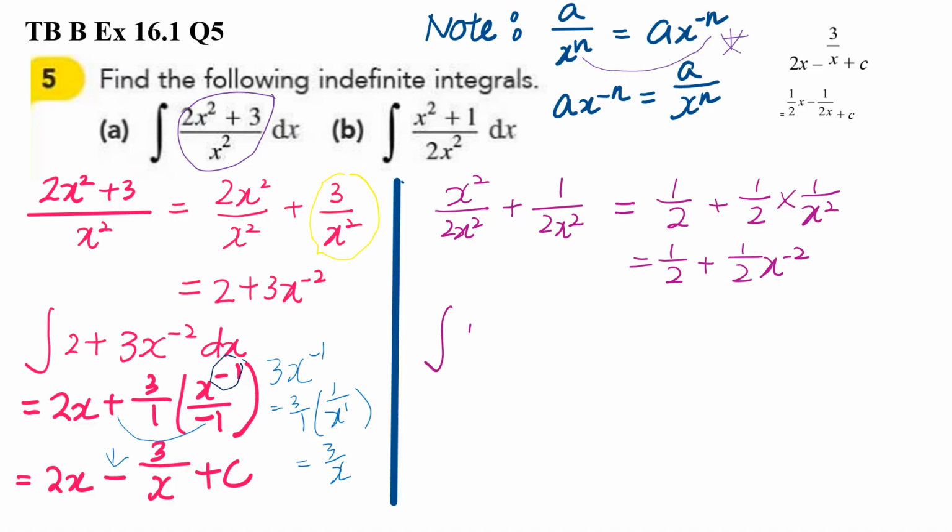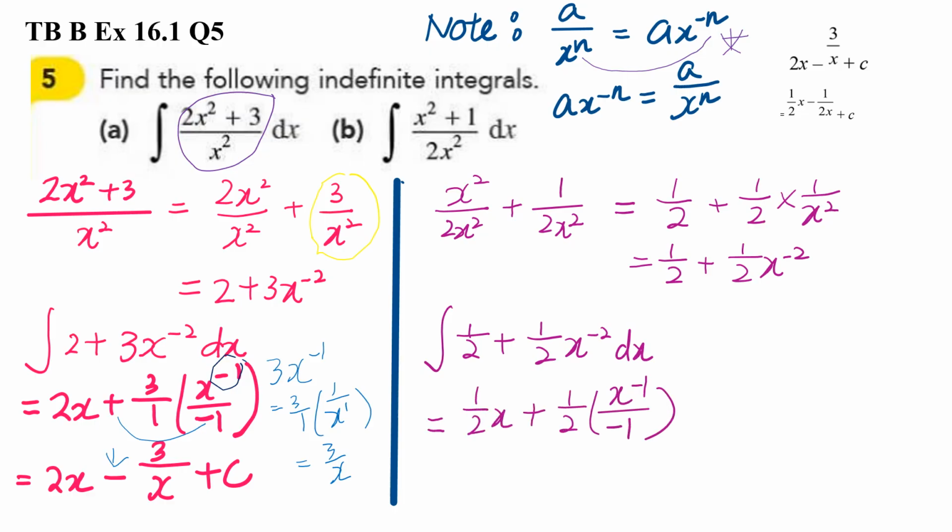All right, so we're going to integrate it. So integrate half, you get half x. Okay, and this one, you just use your calculator. Negative 2 plus 1 gives you negative 1. Divide by negative 1. Simplify it. And plus C. It's very important. You need to plus C. The plus C will cost you 1 mark if you don't put it there.